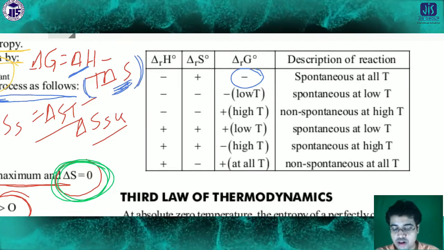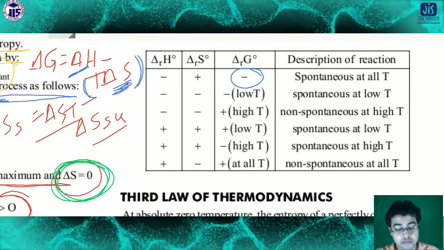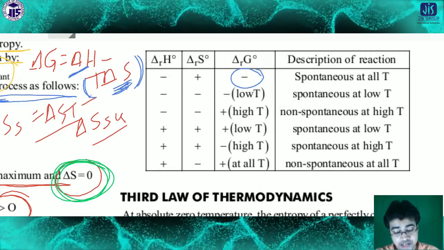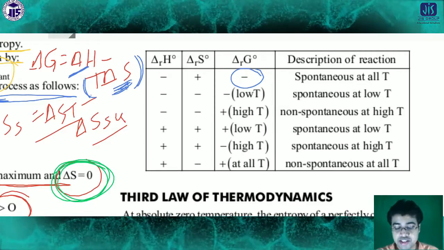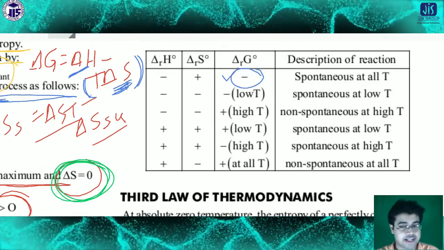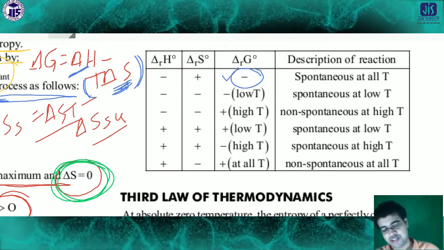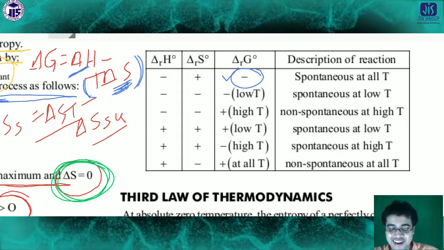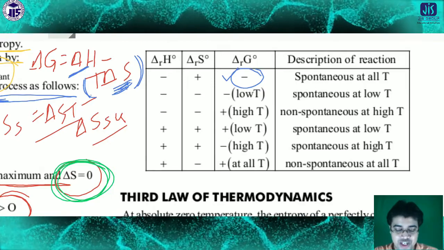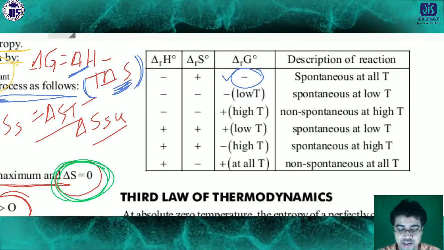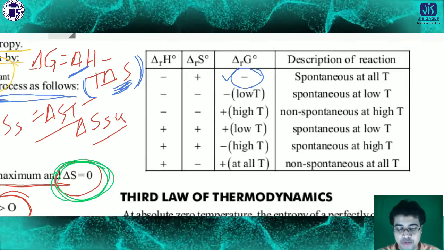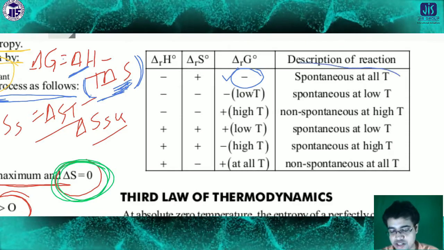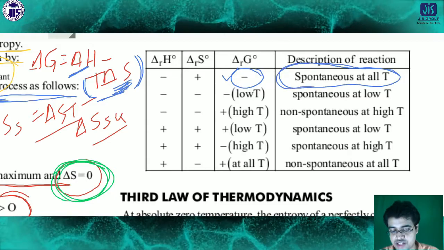Okay, so if T delta S is positive and delta G is negative, then obviously delta G will be negative each and every time. There is no case that arises where delta G will be positive, because both terms are negative: the delta H term is negative, and the T delta S term is also negative, so obviously negative. So the system will be spontaneous at all temperatures. Okay, the system will be spontaneous.